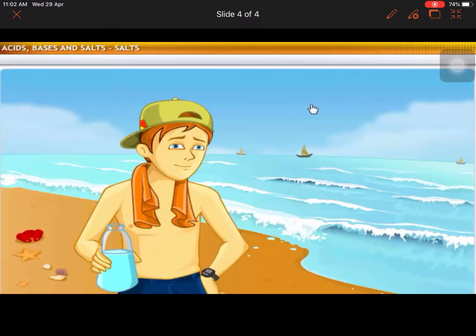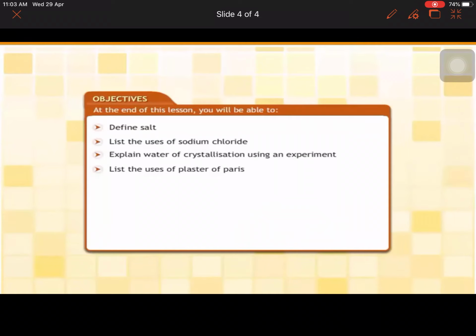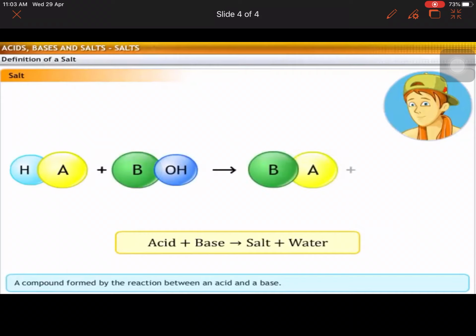This lesson is about the occurrence and uses of different salts. At the end of this lesson, you will be able to define salt, list the uses of sodium chloride, explain water of crystallization using an experiment, and list the uses of plaster of Paris, POP. The product of an acid reacting with a base is salt and water.